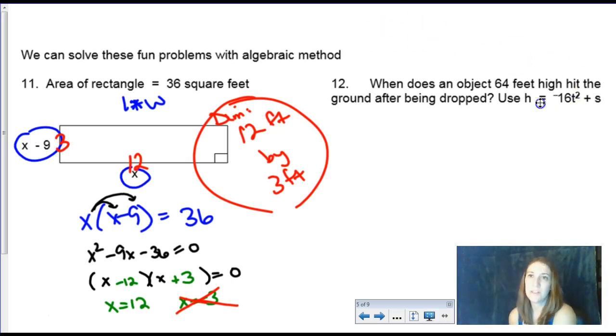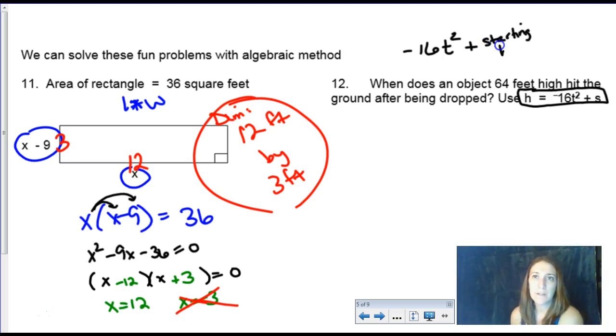All right, so this question, this is a very famous equation. It's when you drop an object on Earth, gravity is always affecting any object of any weight the same, and negative 16t squared plus s. The negative 16 is the effect of gravity, and measured in feet per second squared is the acceleration due to gravity. T represents time, and then the s represents the starting height. Because, if you drop something from 10 feet up versus 100 feet up, that's going to change the amount of time it takes for it to hit the ground, right? So if we start at 64 feet high, how long will it take until it hits the ground?